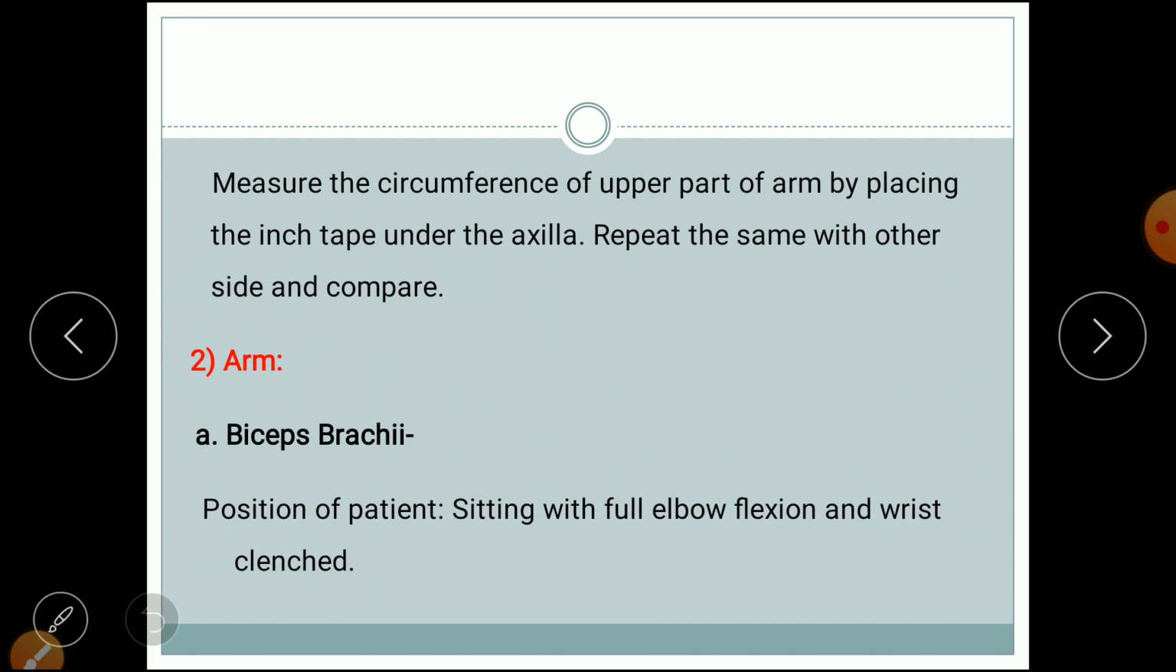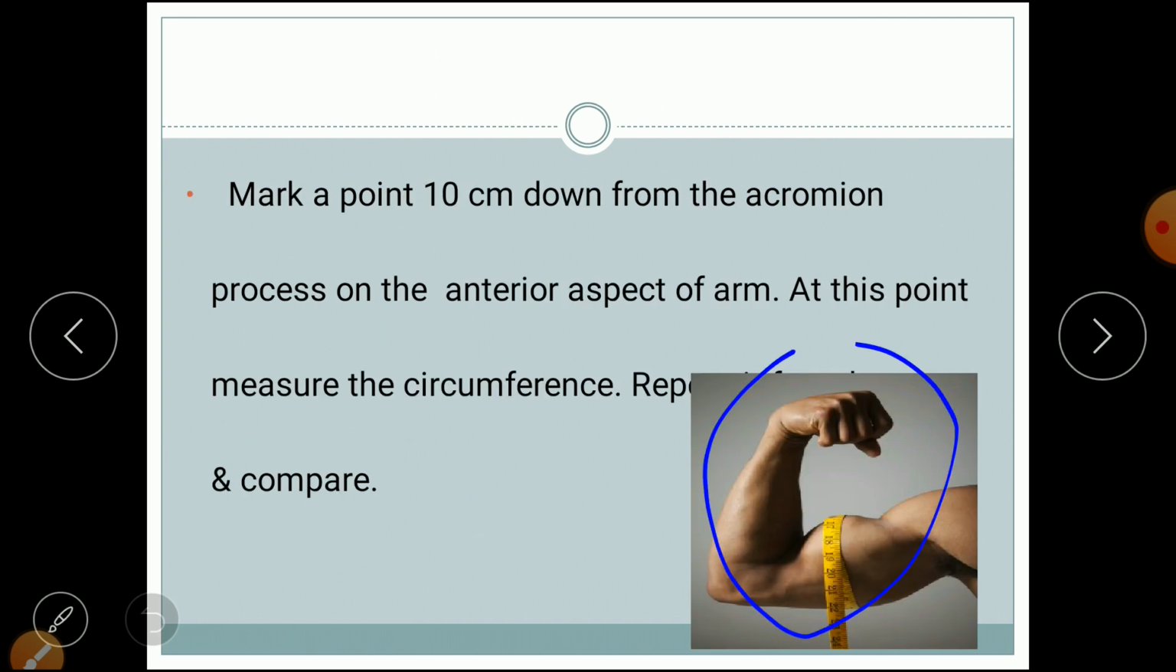Next is the arm. For the biceps muscle, the position of the patient is sitting with full elbow flexion and wrist clenched. See in this diagram, wrist clenched and elbow flexed. You have to mark a point 10 centimeters down from the acromion process, and at that point wrap the measuring tape around and measure the circumference, and compare with the other side.